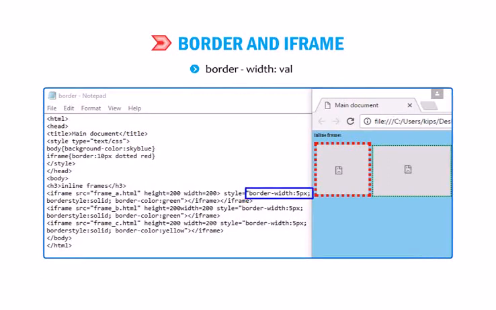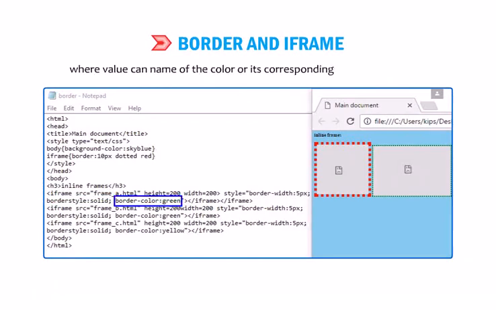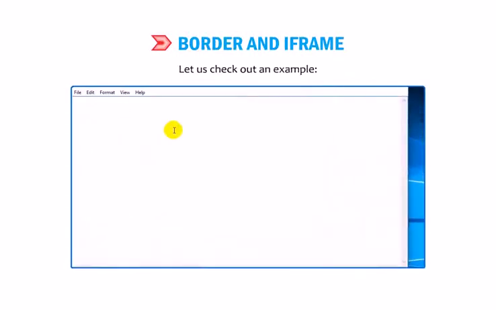Border width: value, where value equals thin, thick, medium, or a numeric value indicated in pixels. Border style: value, where value can be none, hidden, dotted, dashed, solid, double, groove, ridge, inset or outset. Border color: value, where value can be the name of the color or its corresponding hexadecimal code. Let us check out an example.